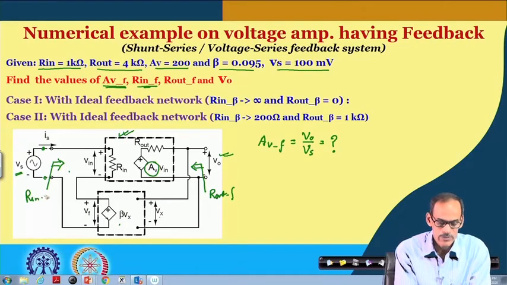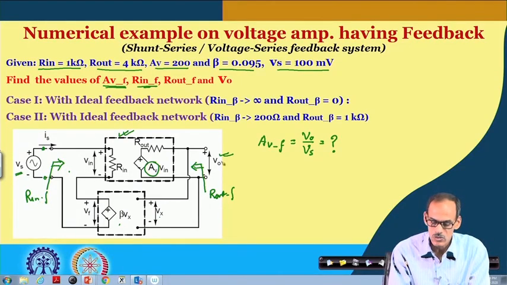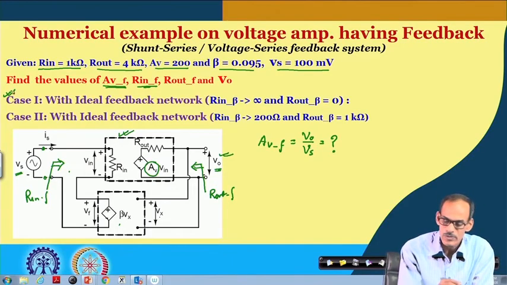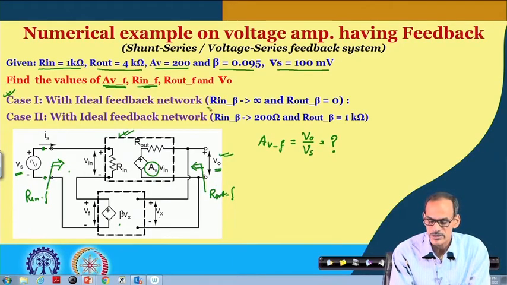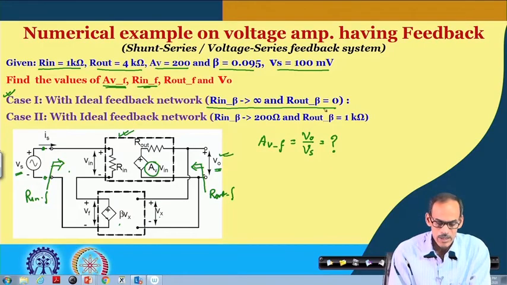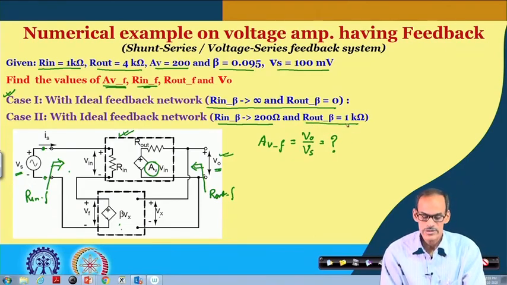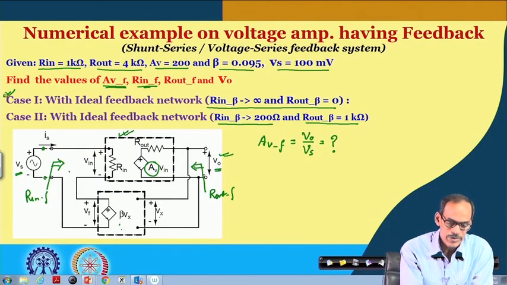R in F here, and also what may be the corresponding voltage, and that we need to find for 2 cases. Case 1, when you consider the feedback network is ideal, and case 2, where the feedback network has finite input resistance and also finite output resistance, so rather non-zero output resistance. So, this part probably will be straightforward, but this part is very tricky.